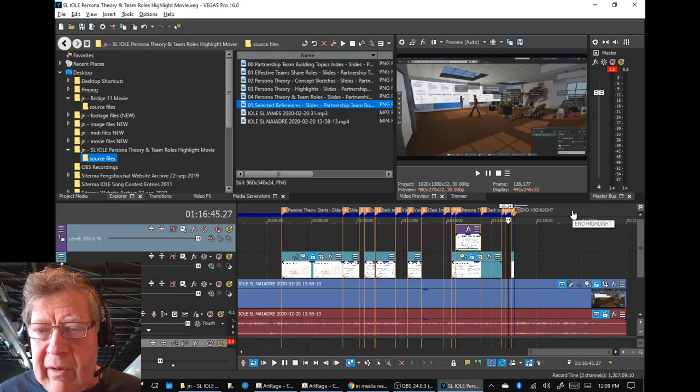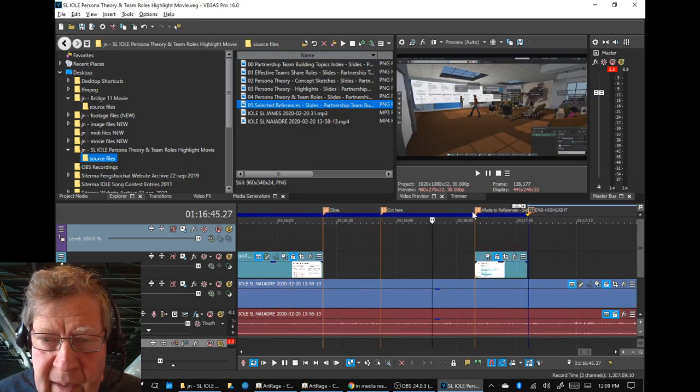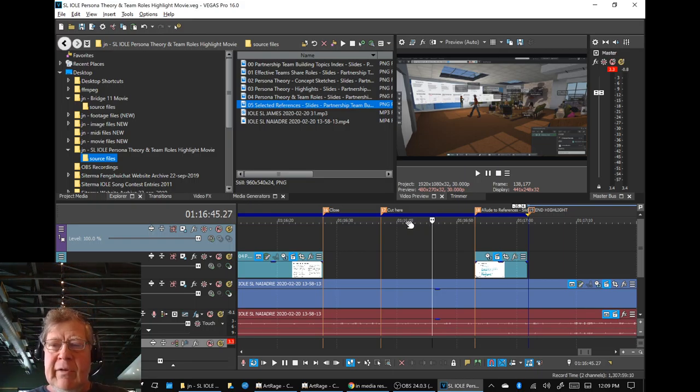And then we have a little place in here we have to cut. Cut here. And then allude to the references and end the highlight. So that's our game plan.